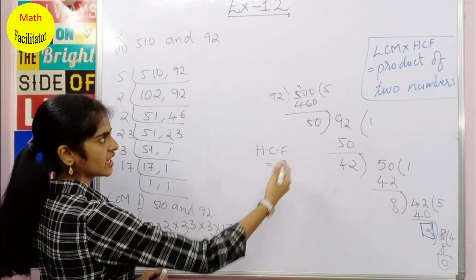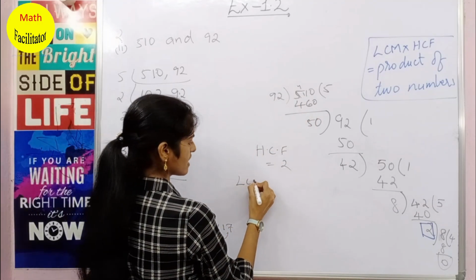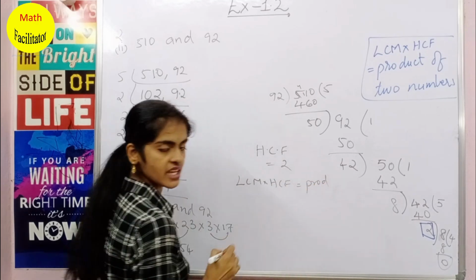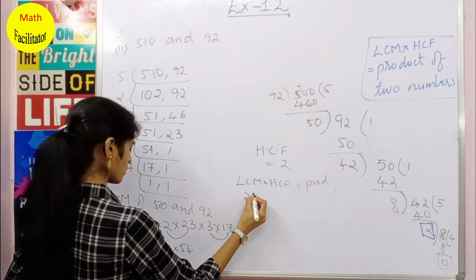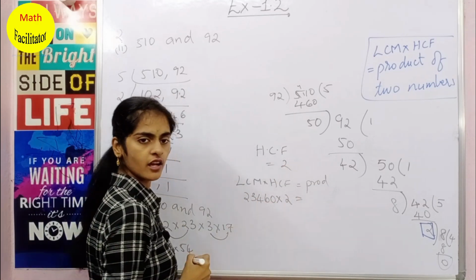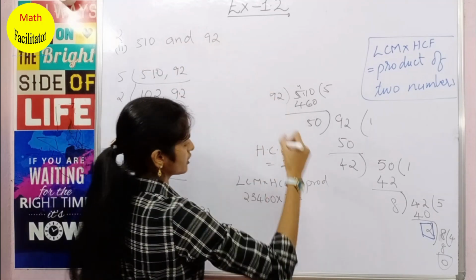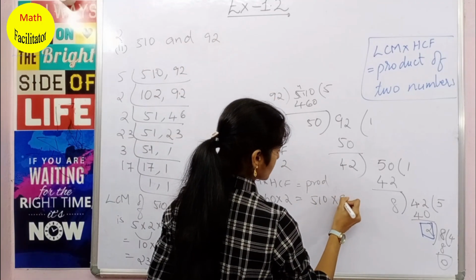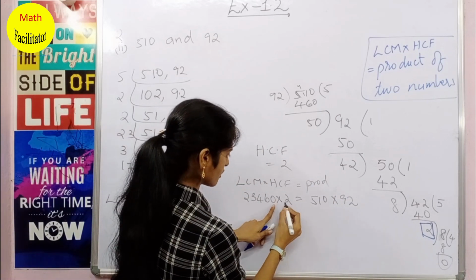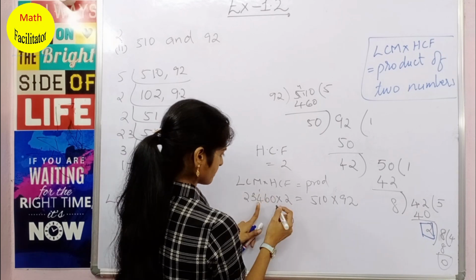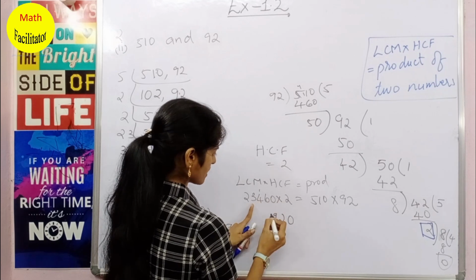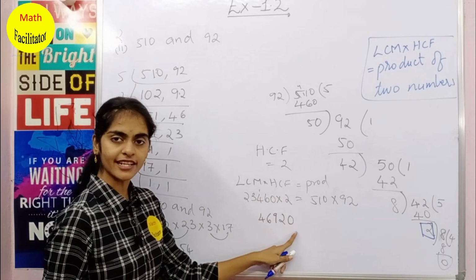Right? So now let us verify the condition. LCM into HCF equal to product of two numbers, right? So LCM you got it as 23460 multiplied by HCF is 2. Okay, this should be equal to the product of two numbers, 510 multiplied by 92. Okay, so what is this? 2 zeros are 0, 2 6s are 12, 1 is a carry, so 2 4s are 8 plus 1 is 9, so this is 6, this is 4, 46920.